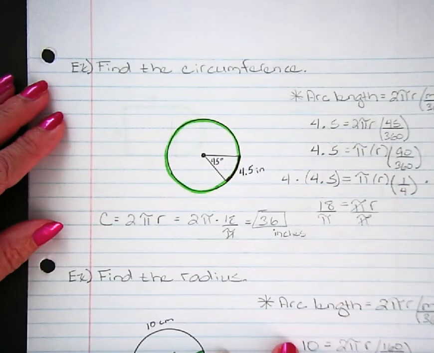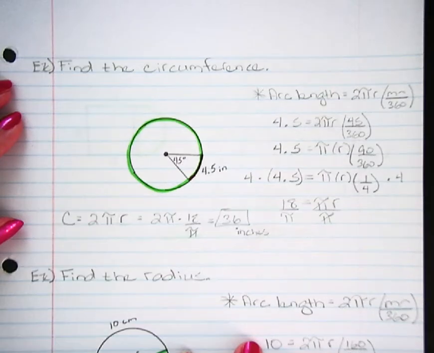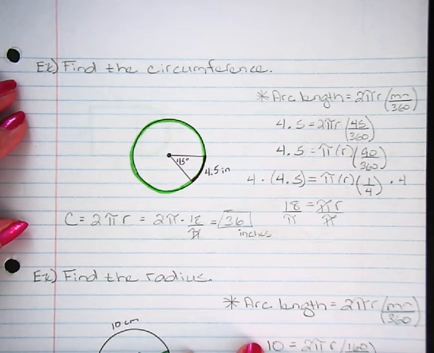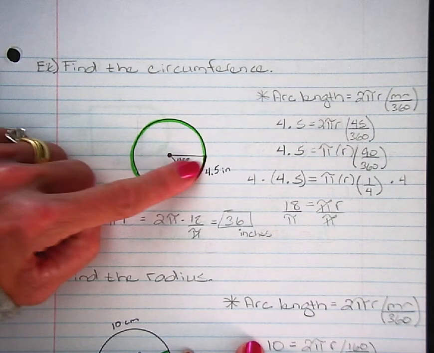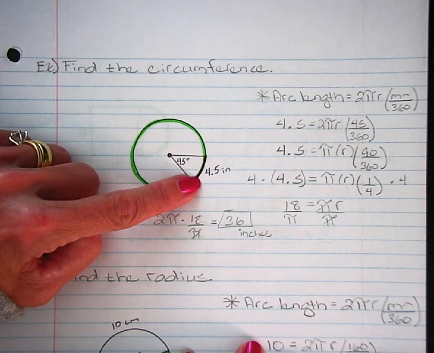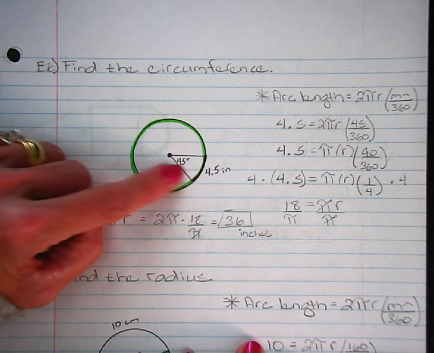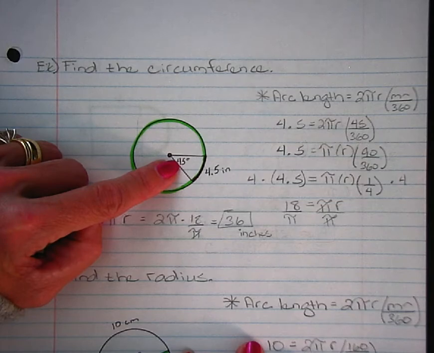Let's look at a couple of other examples. On this example, they're asking me to find the circumference. And they give me the measure of the arc, or the arc length, I'm sorry, and they give me the measure of the angle.